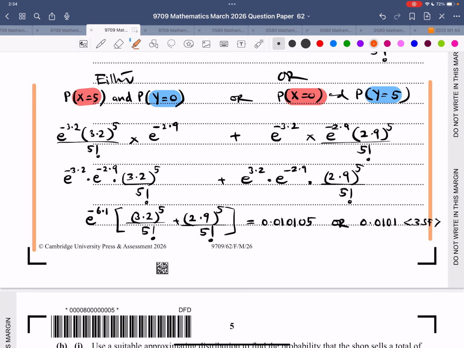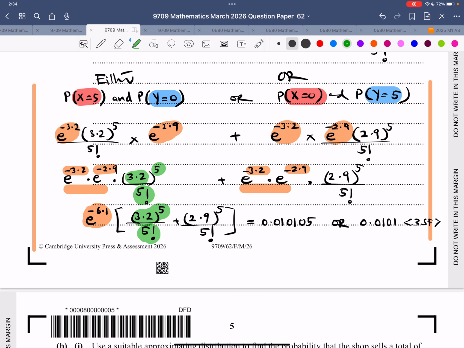First of all, I have this value which is e raised to the power of negative 3.2. I have e raised to the power of negative 2.9, so negative 3.2 plus negative 2.9, and there is a negative sign over here. That adds up, so now this is e raised to the power of negative 6.1. So now I have taken this and this common out. What am I left with? I'm left with 3.2 power 5, all multiplying, divided by 5 factorial.